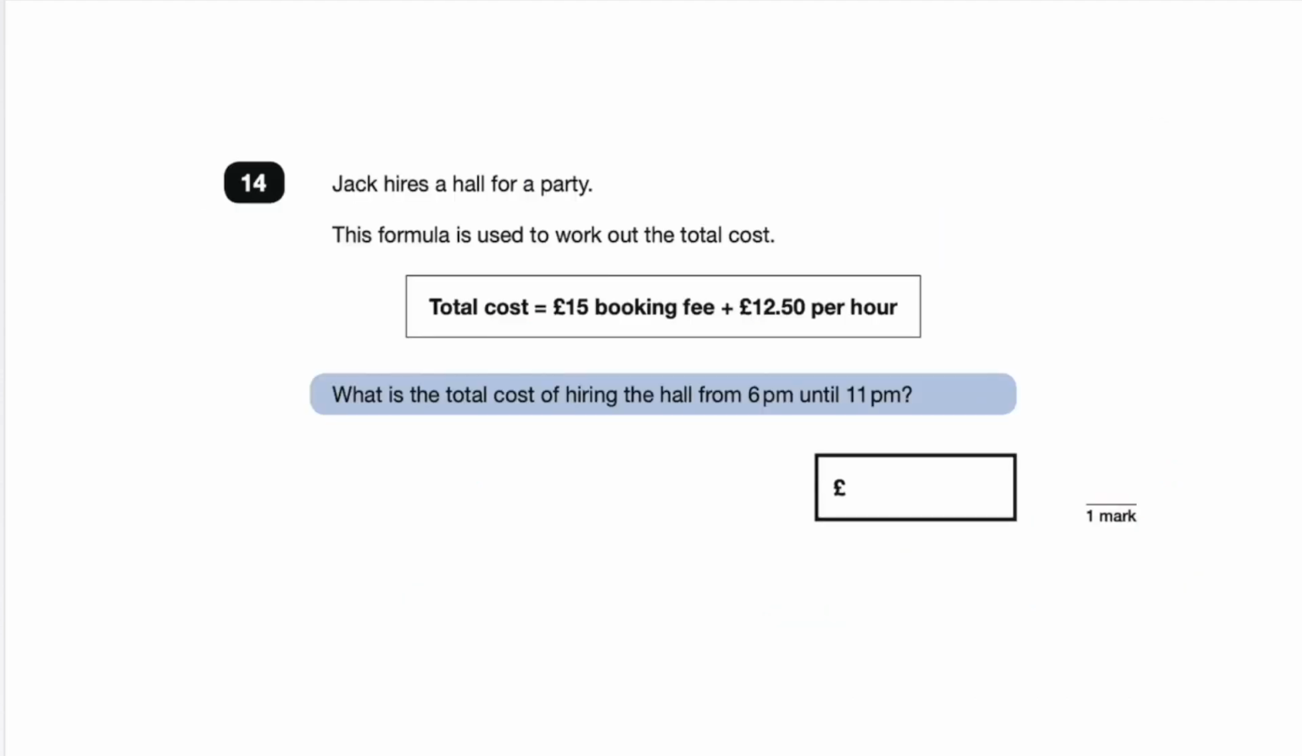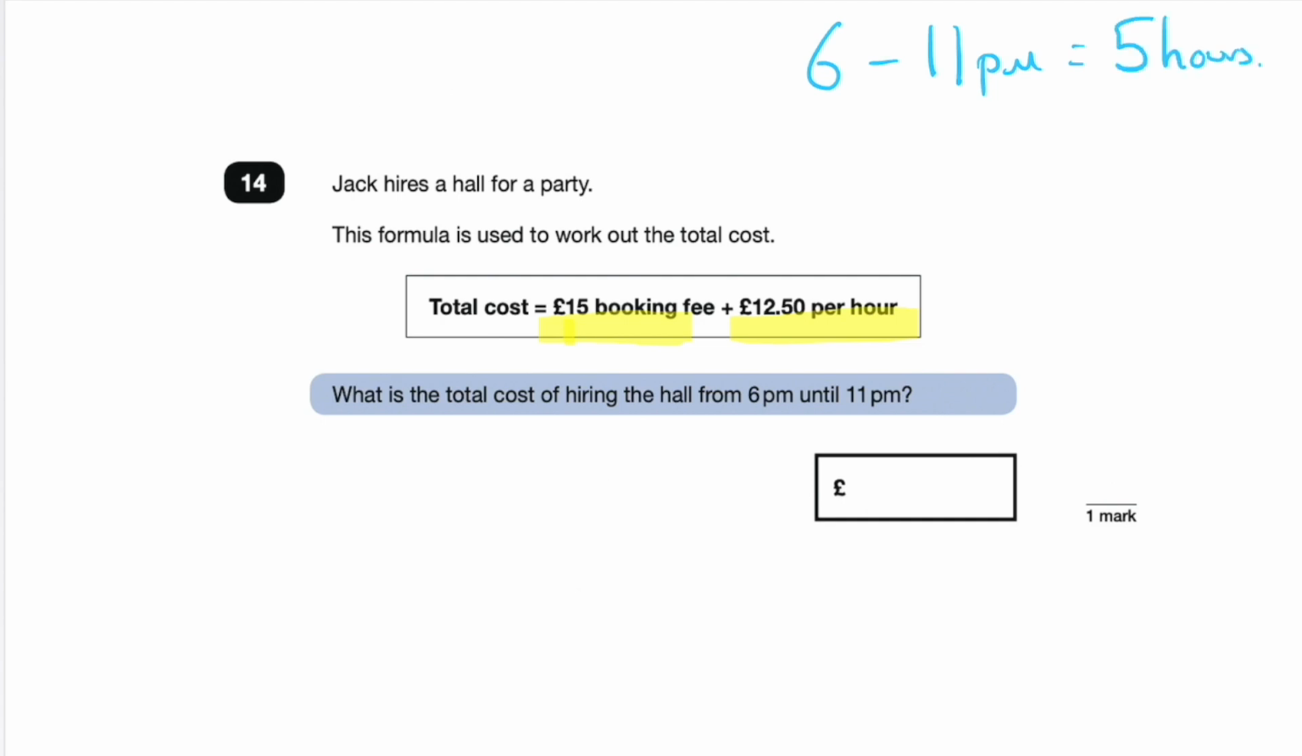Okay, question 14 says Jack hires a hall for a party. This formula is used to work out the total cost. It says the total cost equals a £15 booking fee plus £12.50 for every hour they use the hall. Then it says, what is the total cost of hiring the hall from 6 p.m. until 11 p.m.? So let's first work out how many hours we're going to be in the hall. If we're going from 6 to 11 p.m., that equals 5 hours.